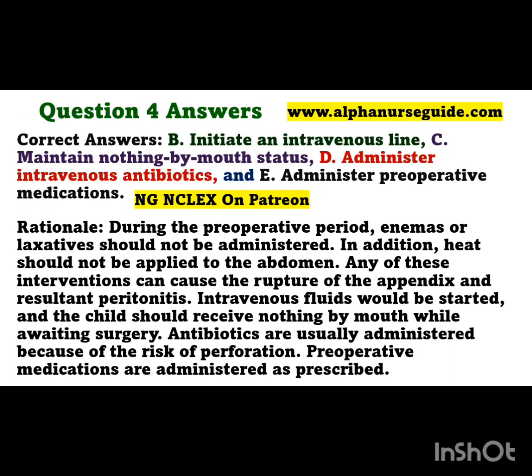Initiate an intravenous line. C. Maintain nothing by mouth status. D. Administer intravenous antibiotics. And E. Administer preoperative medications. Rationale: during the preoperative period, enemas or laxatives should not be administered. In addition, heat should not be applied to the abdomen. Any of these interventions can cause the rupture of the appendix and resultant peritonitis. Intravenous fluids would be started, and the child should receive nothing by mouth while awaiting surgery. Antibiotics are usually administered because of the risk of perforation. Preoperative medications are administered as prescribed.